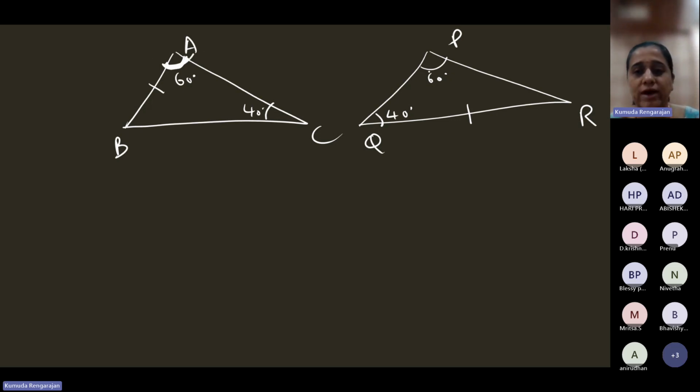Angle A is equal to angle P and angle C is equal to angle Q. Now in the first triangle, when you say angle A and angle C, the included side is AC. In the second triangle, when you say angle P and angle Q, the included side is PQ. But we have no information about AC or PQ. We don't know if AC is equal to PQ. We don't know because it's not given.